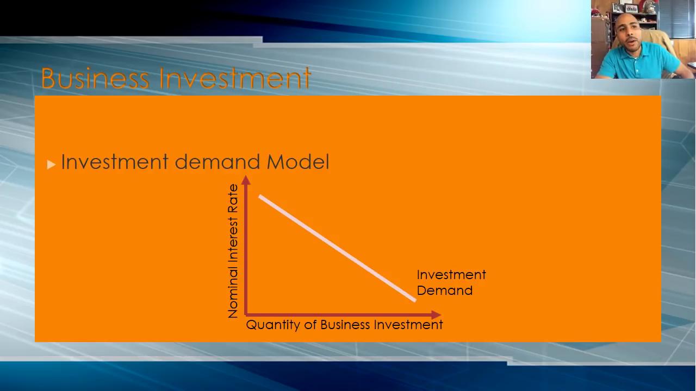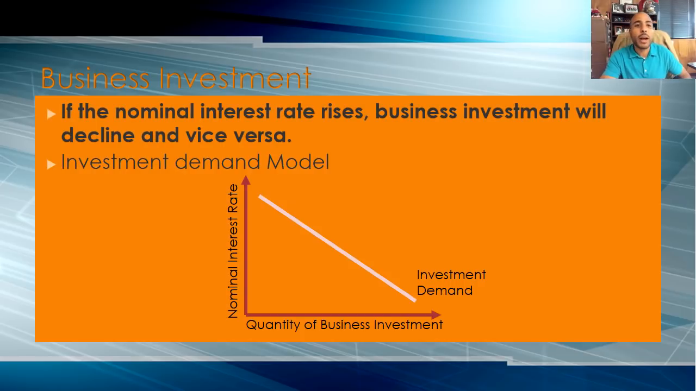All right, now, business investment. Remember you need to know that investment demand model where we have the nominal interest rate on the y-axis and the quantity of business investment on the x-axis. Now the downward sloping curve here is our investment demand curve. So if the nominal interest rate rises, business investment will decline and vice versa.